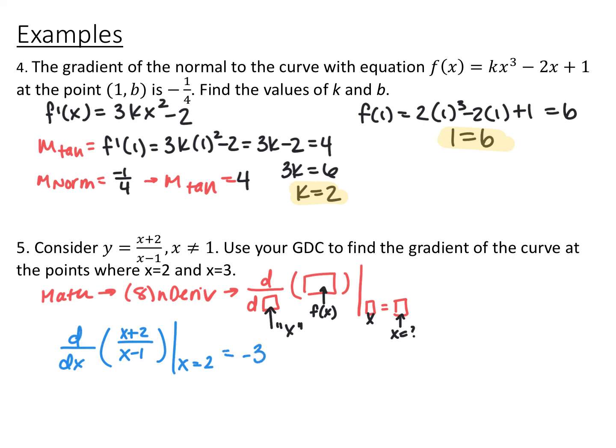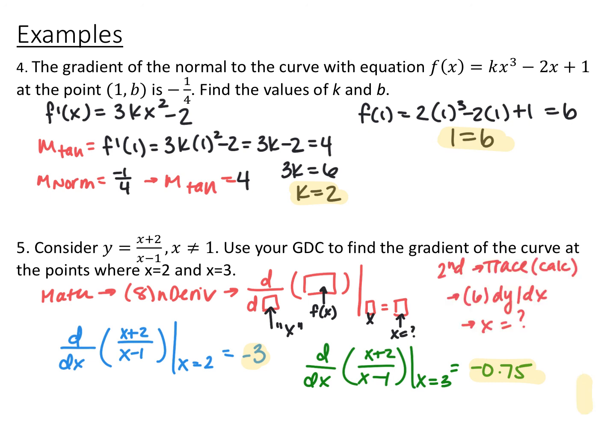So if you plug that in your calculator, you should end up with negative 3. Your calculator will give you negative 3.000003, but it's the way that it does it. The derivative is actually negative 3. So go ahead and pause the video and try the derivative at x equals 3. So if you do the same thing, you end up with negative 0.75.